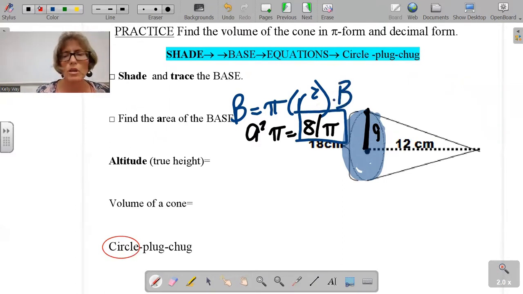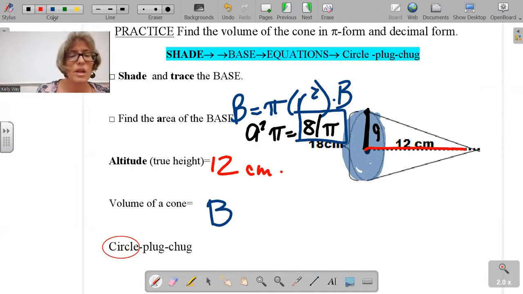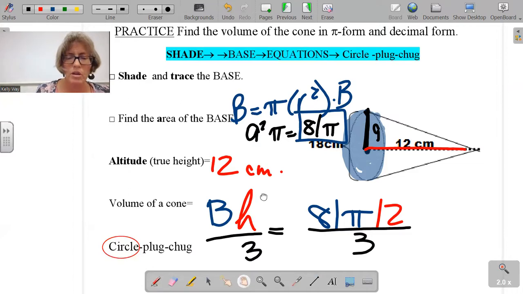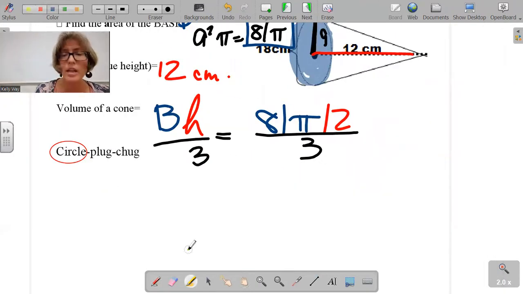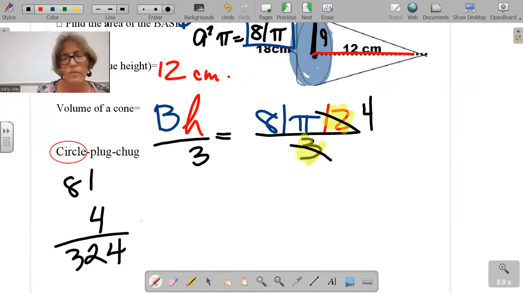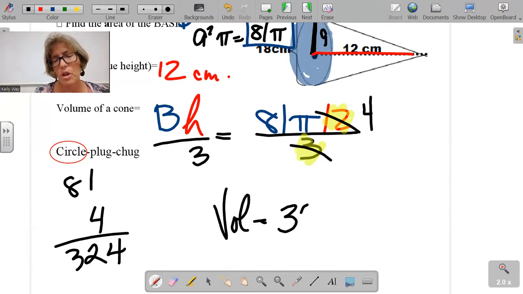Our altitude is our true height. It's 12. Volume of a cone, base times height over 3. 81 pi times your true height, which is 12, over 3. 3 goes into both 81 and 12. Didn't matter which way you went. We're just going to go this way. 3 cancels into 12, leaving 4. Our volume here is 324 pi cm cubed.